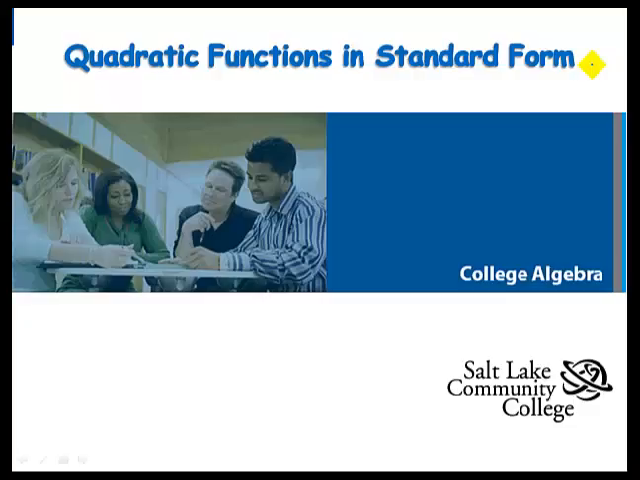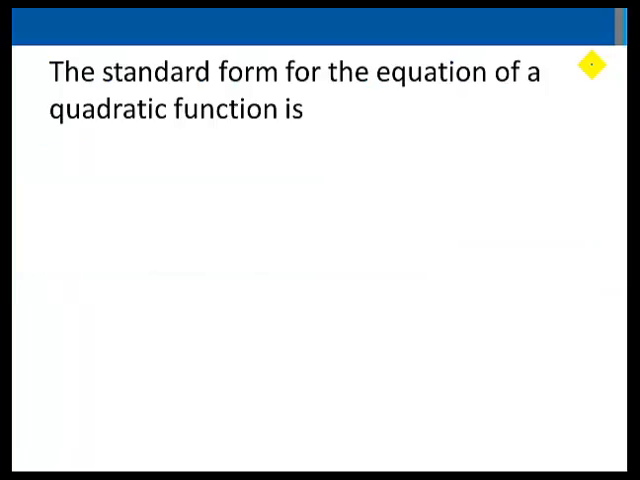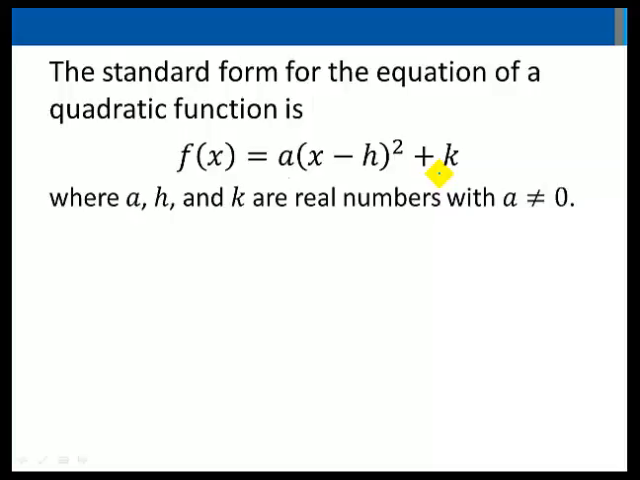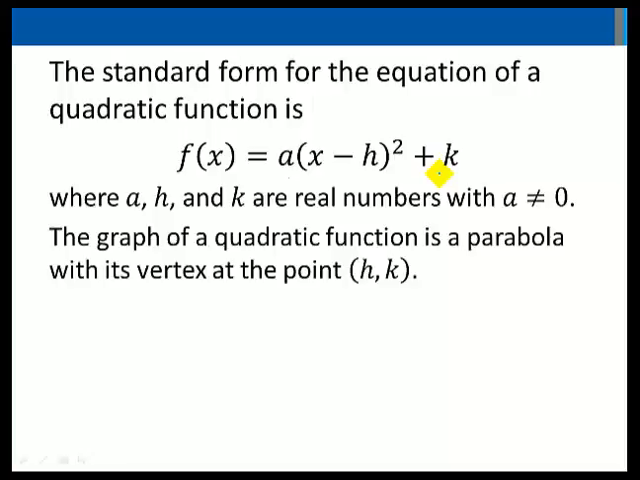This lesson covers quadratic functions in standard form and their graphs. The standard form for the equation of a quadratic function is f(x) = a(x - h)^2 + k, where a, h, and k are real numbers with a not equal to 0. The graph of a quadratic function is a parabola with its vertex at the point (h, k). The axis of symmetry is x = h.